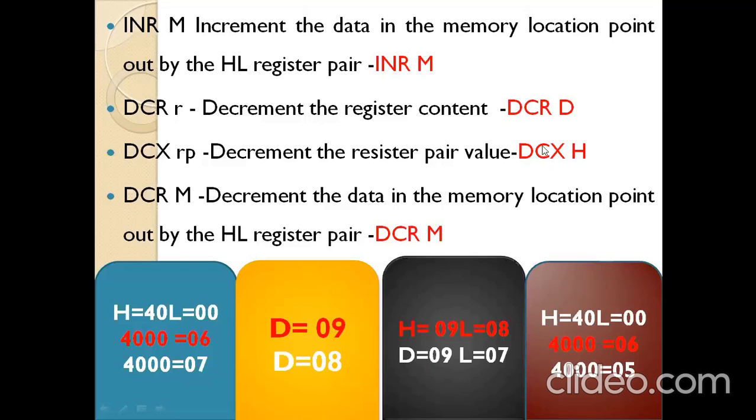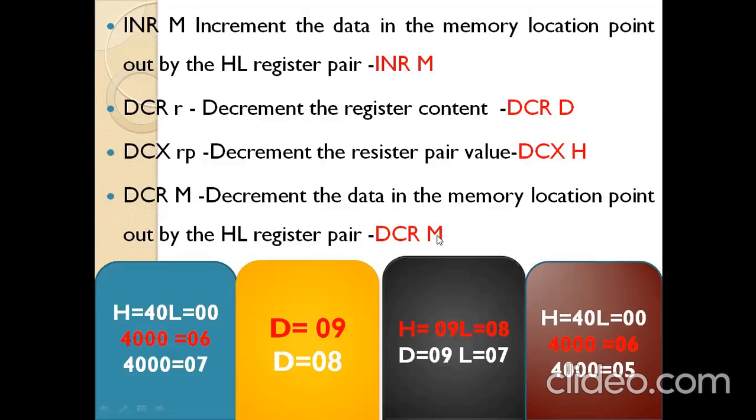DCX H. X represents the HL register pair. H value is 09, L value is 08. If you decrement the value, it will become 0907. Once again, if you give the instruction decrement H, it means 0906, and like that it will decrement. Decrement HL register pair is used to decrement the 16-bit value. Decrement D is used to decrement the 8-bit value.